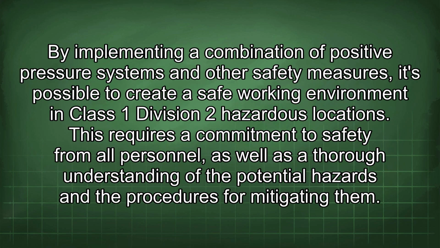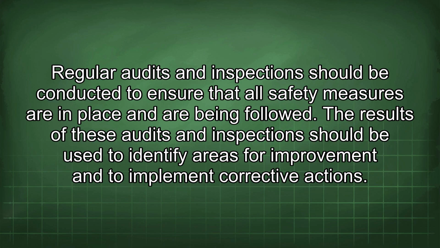By implementing a combination of positive pressure systems and other safety measures, it's possible to create a safe working environment in Class 1 Division 2 hazardous locations. This requires a commitment to safety from all personnel, as well as a thorough understanding of the potential hazards and the procedures for mitigating them. Regular audits and inspections should be conducted to ensure that all safety measures are in place and are being followed. The results of these audits and inspections should be used to identify areas for improvement and to implement corrective actions.